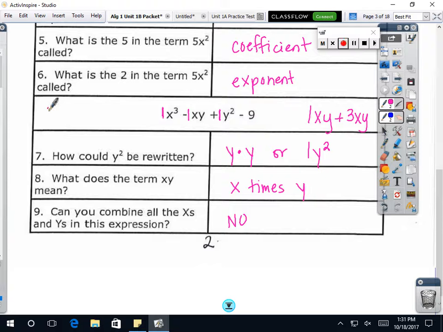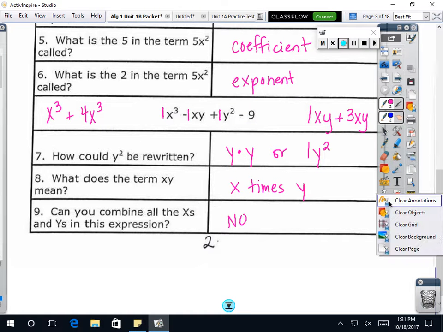Or if you had x cubed and 4x cubed, you could combine those by addition or subtraction, whatever they wanted you to do, because they have the exact same last name. But they have to be identical to be like terms and to be able to be combined. Does that make sense? Okay, now let's go to the next page.